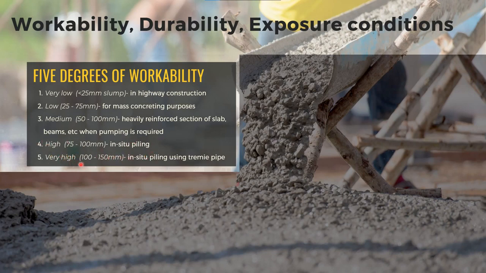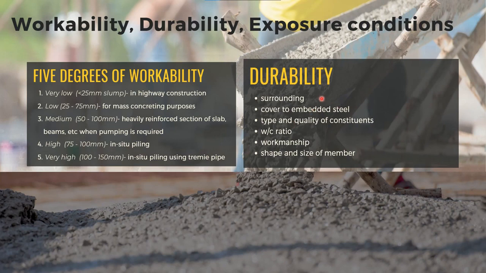For very high, in situ piling using a tremie pipe, meaning a pipe into which the concrete is poured so that piling can be done, a very high degree of workability of about 100 to 150 mm slump value is used. Next is durability. Durability is affected by the cover to the embedded steel, type and quality of constituents, water cement ratio, workmanship, and shape and size of member. These obviously affect the durability or the lifespan of the member or structure.